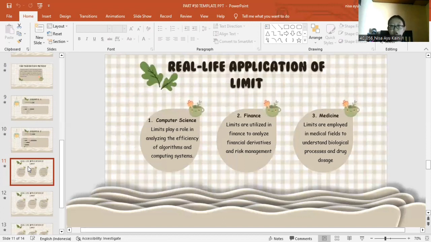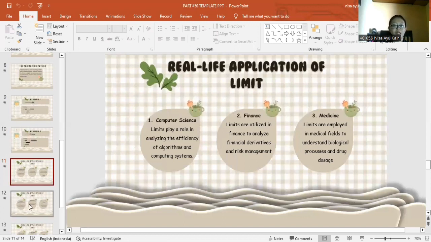Okay, number three, medicine. Limits are employed in medical fields to understand biological processes and drug doses. Pharmacokinetics uses limits to determine the concentrations of drugs in the bloodstream over time, leading to proper dosage strategies. Limits are also used in modeling physiological processes, such as the rate of change of the drug's effects on the body.